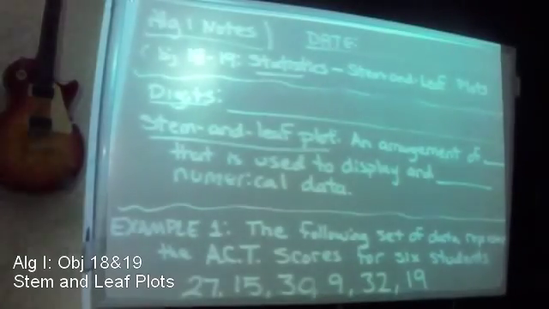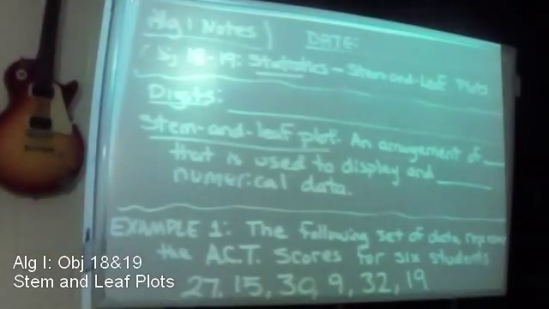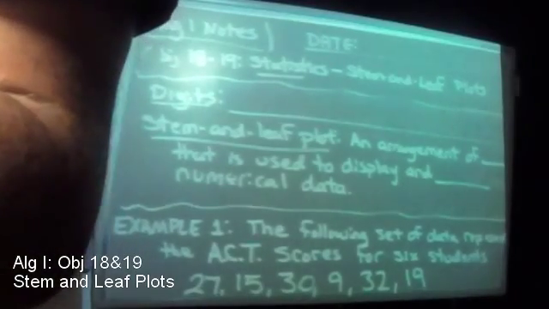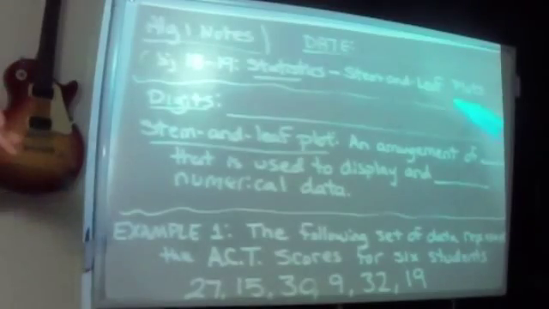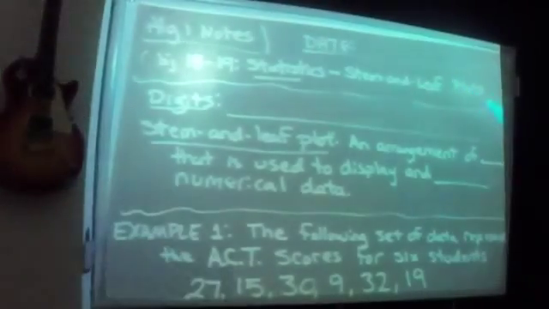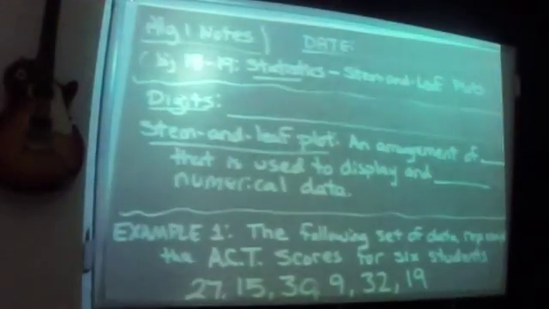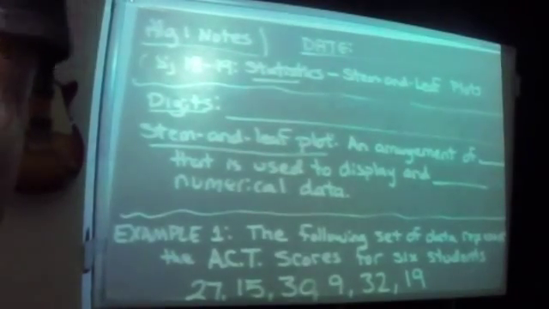Okay, this is objective 18 and 19 in our Algebra 1 library, and when we get to this point in the year, this is where we're going to change gears for about a week, and we're going to talk a little bit about statistics, stem and leaf plots, and box and whisker plots.